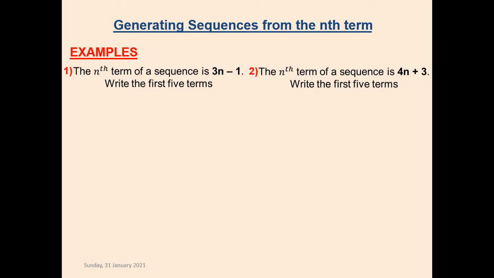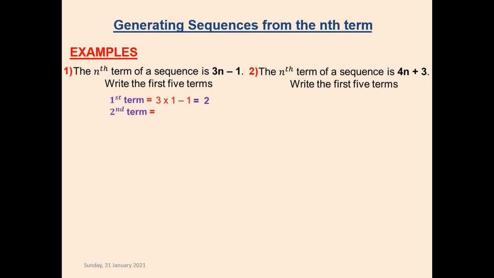Finally, how can we work out sequences from the nth term? Okay, how can we generate a sequence from the nth term? So the first example is 3n minus 1. How can I work out what the first five terms are? So the first term is when n is equal to 1. So I replace the n with 1. That would be 3 times 1 minus 1. 3 times 1 is 3, minus 1 gives me 2. So my first term is going to be 2. Remember, 3n minus 1 means 3 times n subtract 1.